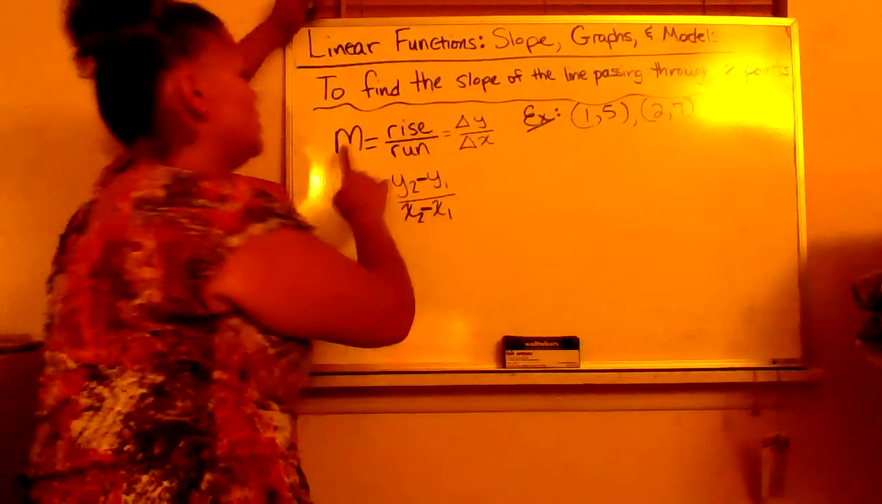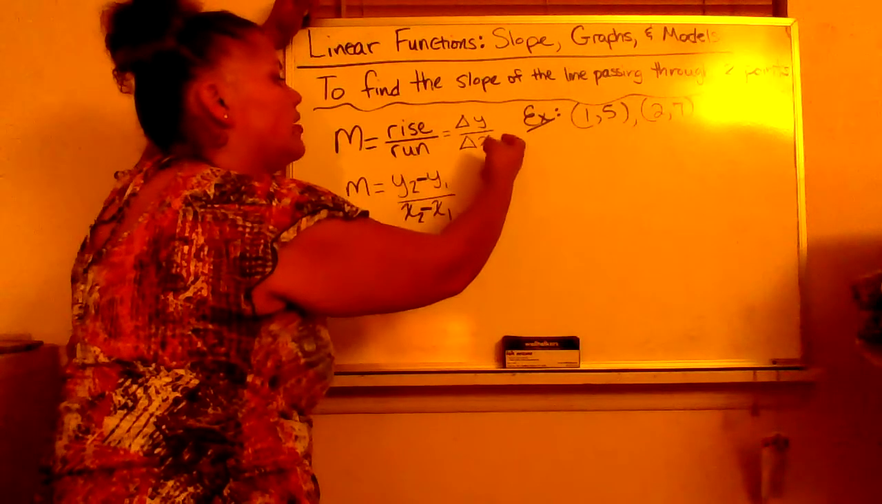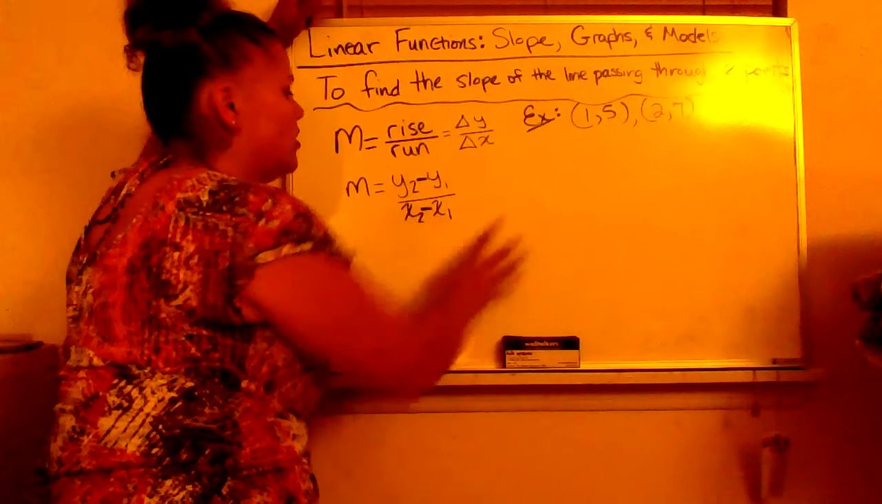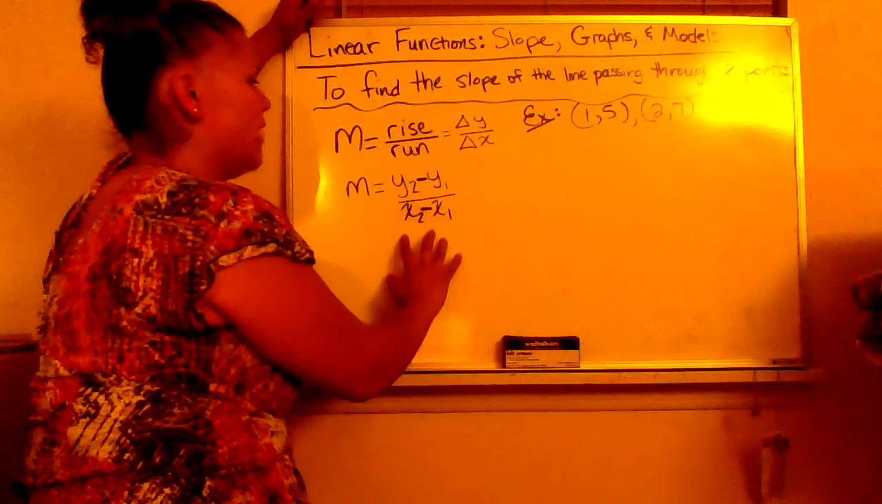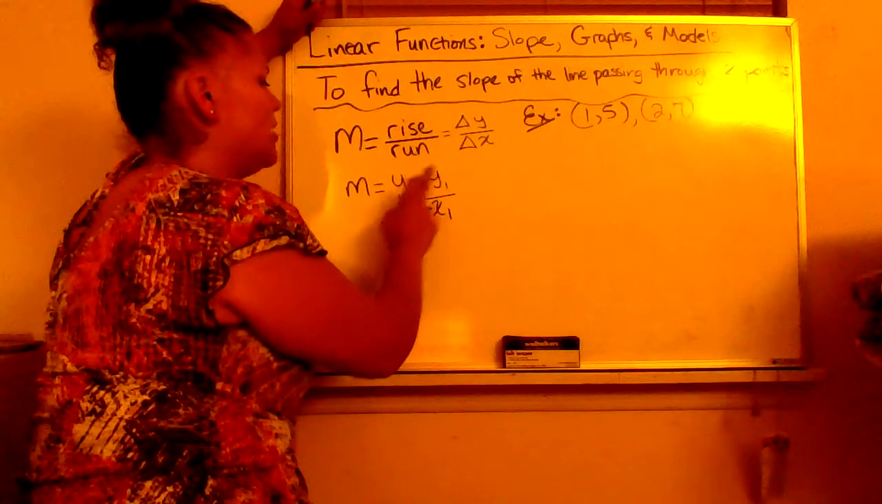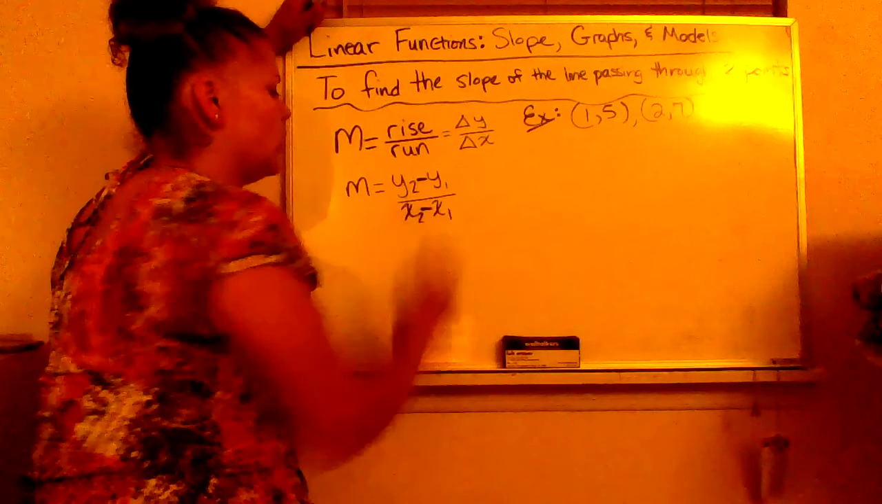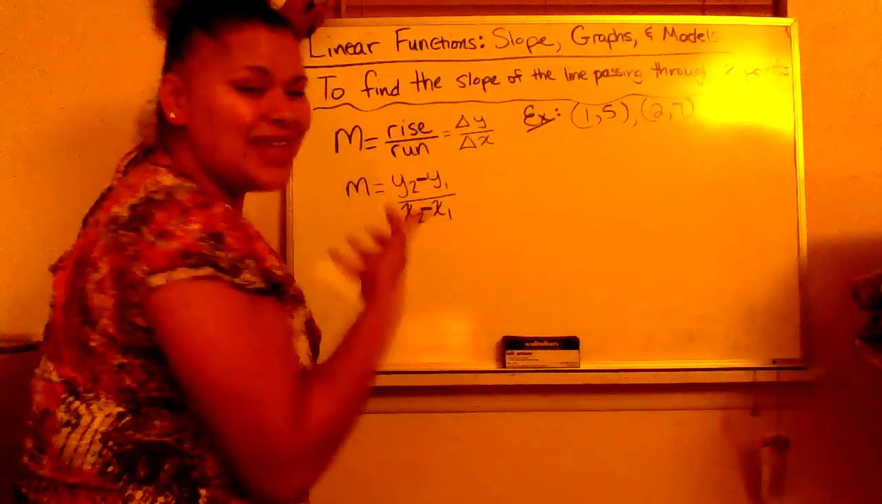So we're going to use m equals rise over run, or that also means the change in y divided by the change in x. So we're going to use the formula that we have for that. That's all this means. m equals y2 minus y1 divided by x2 minus x1. Now you might be saying, what does that even mean?